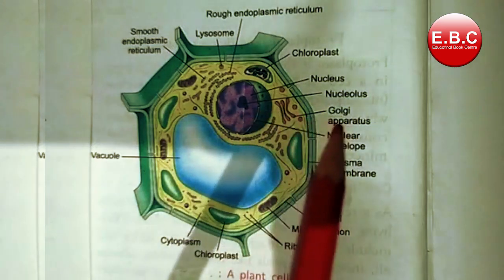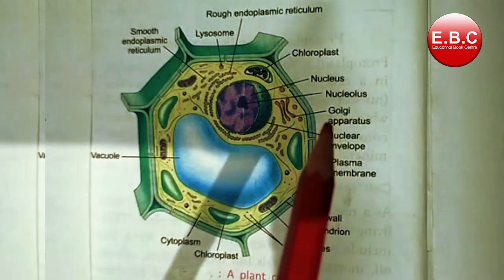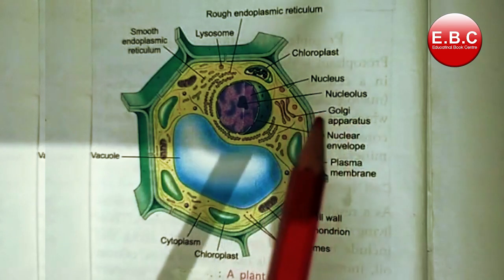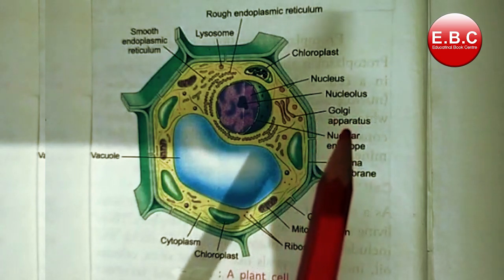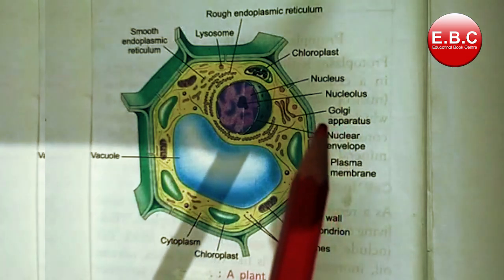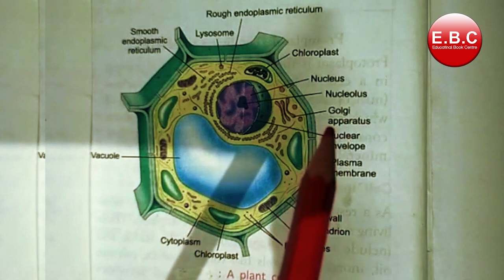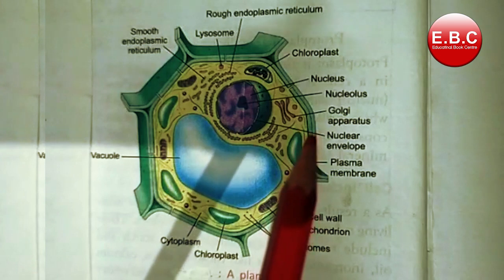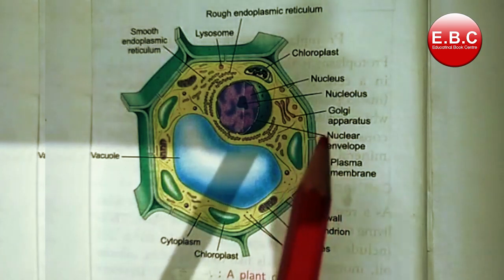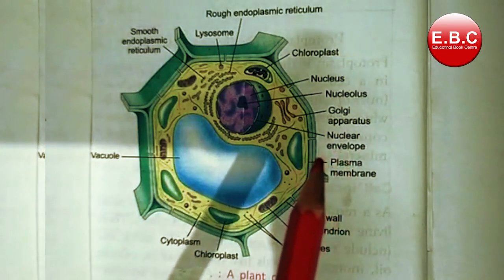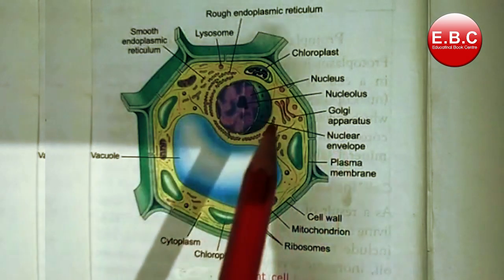After that, the Golgi apparatus. As this was discovered by Camillo Golgi, it is named Golgi apparatus, and its main function is the secretion of mucus, enzymes and hormones. It also forms cell wall, yolk and acrosome of sperm. After that, the nuclear envelope. So, it's a membrane.